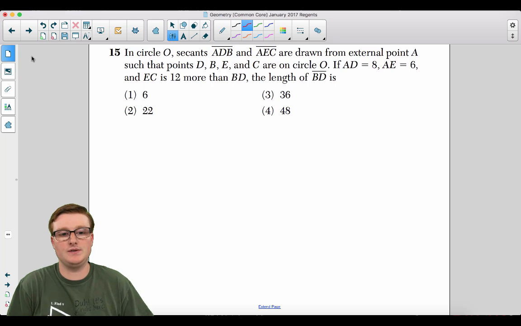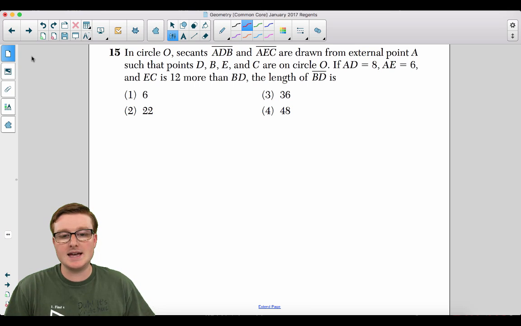All right, moving on to question 15. In circle O, secants ADB and AEC are drawn from external point A such that points D, B, E, and C are on circle O. If AD is equal to 8 and AE is equal to 6 and EC is 12 more than BD, the length of BD is what?